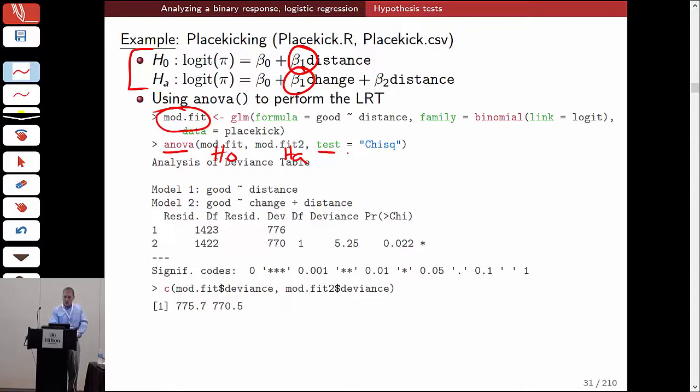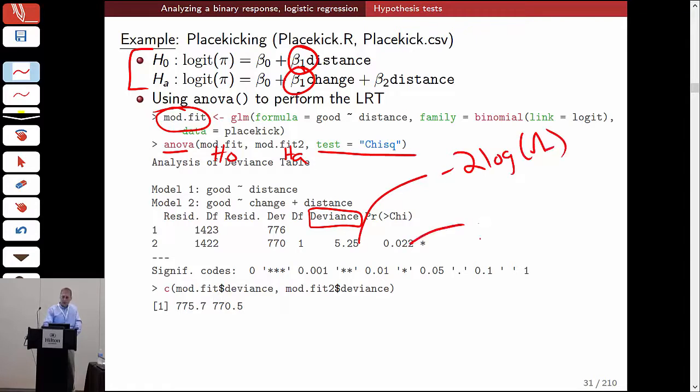And I say, well, what kind of test do I want done? Well, I want likelihood ratio tests. Remember, we use a chi-square distribution approximation with that negative 2 log lambda. So the syntax is test equal chi-sq. And this is what we get then. The key thing to look at is this deviance column. This is your negative 2 log lambda.